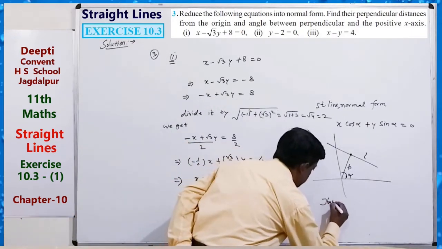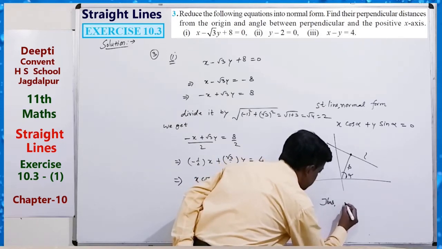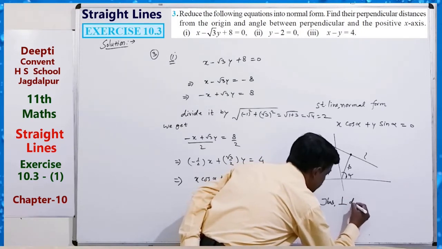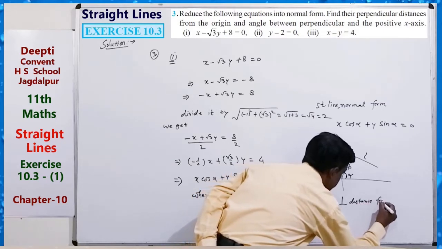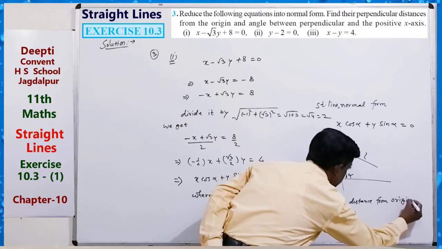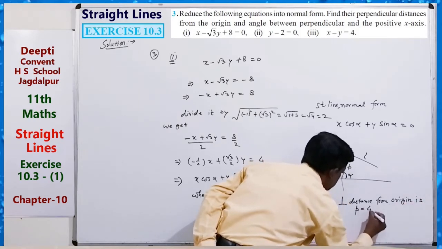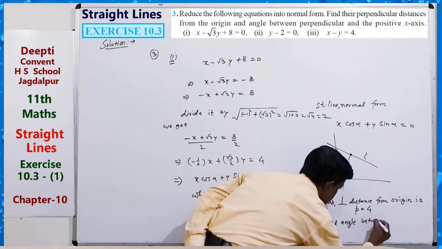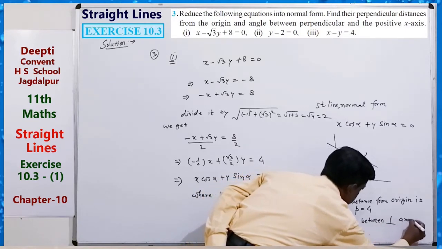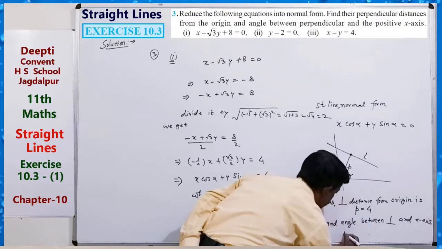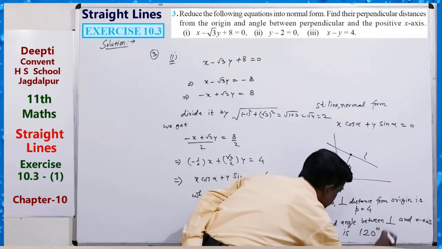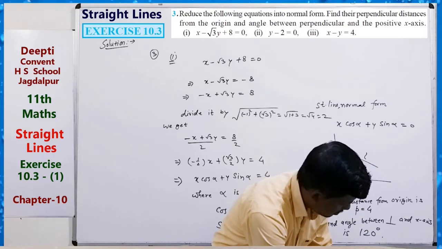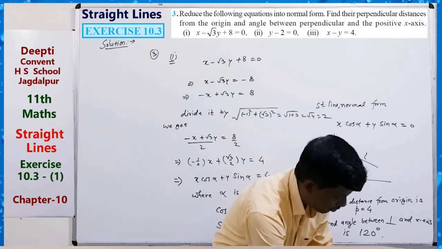Thus, the perpendicular distance from origin is P equals to 4 and the angle between the perpendicular and x-axis is 120 degree. Clear? So you can see the answer is 4 and 120.